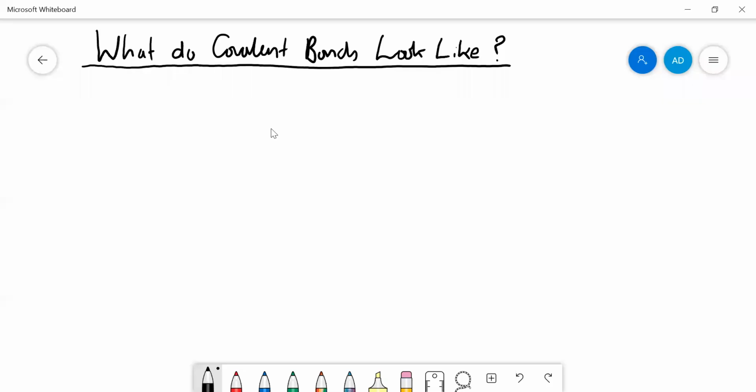Okay, in this video we're going to have a think about what covalent bonds actually look like. You obviously can't look at them, but try and visualize what they're like. So if we go to methane, we've got our dot cross diagram for methane.